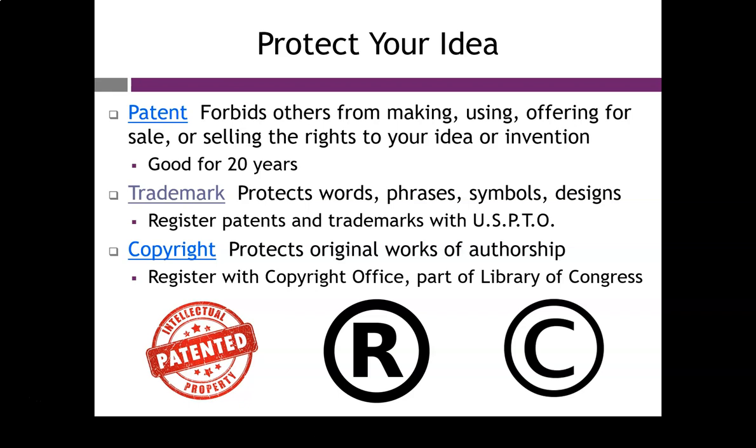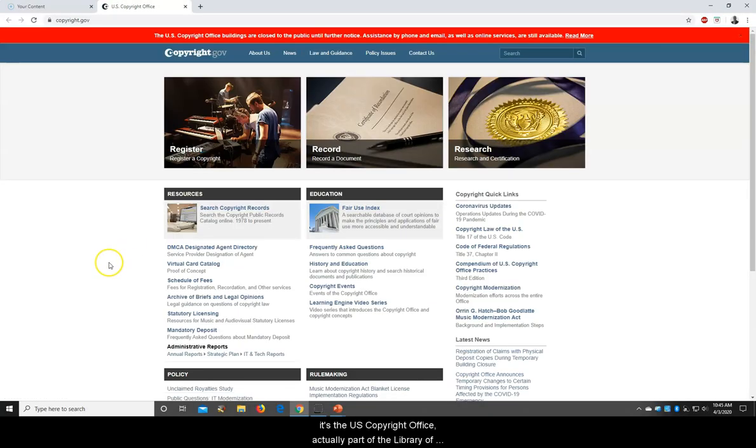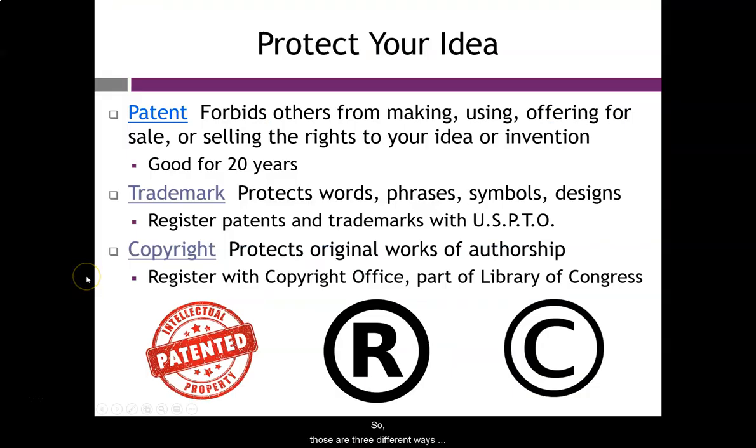Well, you'd probably never guess it. Most copyrights are good for the life of the author plus 70 years. The life of the author plus 70 years for books, movies, and music. And you go to a separate website for this. It's the U.S. Copyright Office. They're actually part of the Library of Congress, but again, it's similar. Register for a copyright, search copyright records, and so on. Relatively straightforward process. So those are three different ways that you can protect your idea with a patent, a trademark, or a copyright.